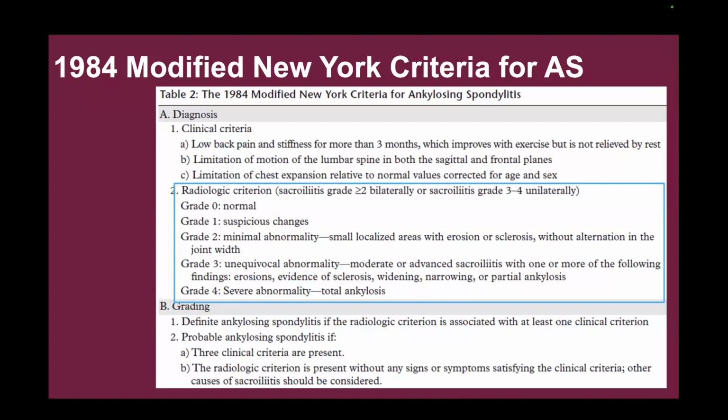So in 1984, there was the modified New York criteria for ankylosing spondylitis, and radiography played a really important role in the diagnosis of these patients. So you had to have clinical features like lower back pain, and it had to be for greater than 3 months, and not relieved by rest. And the radiology was important, so you had different gradings of the sacroiliitis in order to meet it, and we'll go through that.